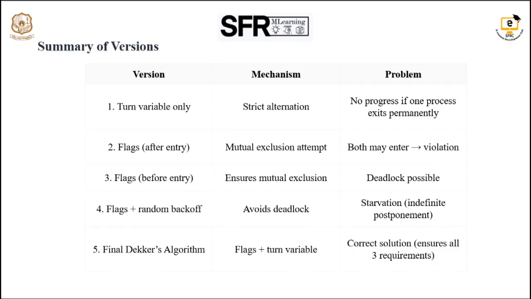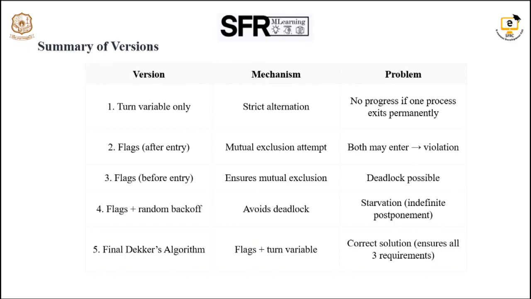So this is the summary of the versions, the mechanism and the problem. The first version uses a turn variable only, for strict alternation, so if a process exits, the other process is blocked permanently. The next one is a flag set after the entry loop, used for mutual exclusion attempt, but both may enter, which is a violation. The third one is a flag set before the entry loop, so it ensures mutual exclusion, but deadlock is possible in the section.